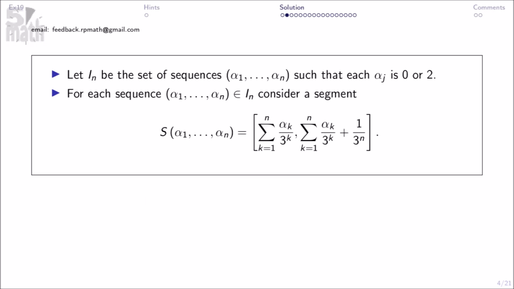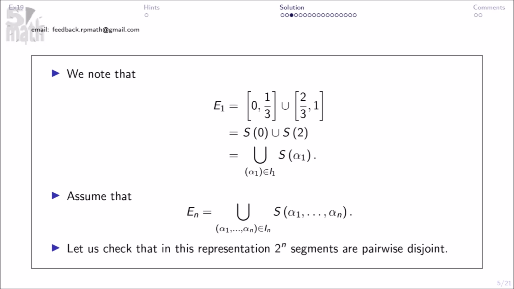Let In be the set of sequences here, such that each alpha j is 0 or 2. For each sequence here, consider a segment here. We note that E1 equals this. Assume that En equals this. Let us check that in this representation, 2 to the power n segments are pairwise disjoint.